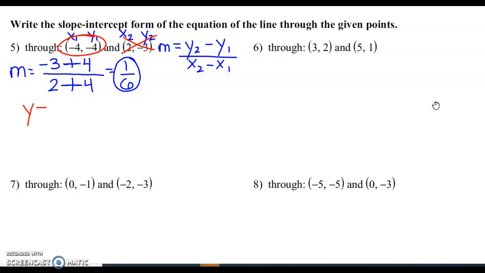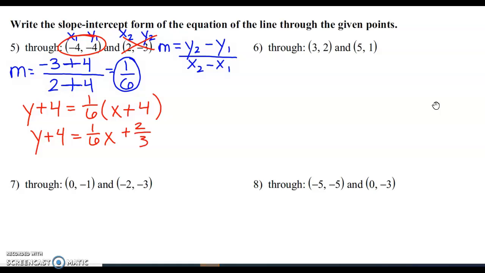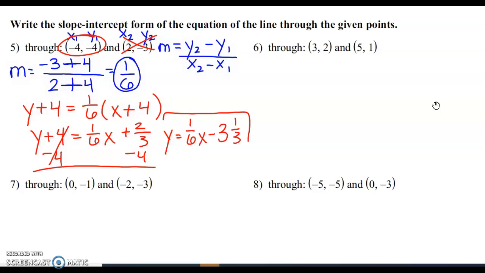So then I have y minus -4, makes it go y plus 4, equals slope is 1/6 times x minus -4, makes it go x plus 4. Distribute y plus 4 equals 1/6 x. 1/6 times 4 would be 2/3. So then to get rid of a plus 4, we subtract 4. And there we are in slope-intercept at y equals 1/6 x minus 3 1/3. And don't forget, if you struggle with fractions, use your calculator, pal.